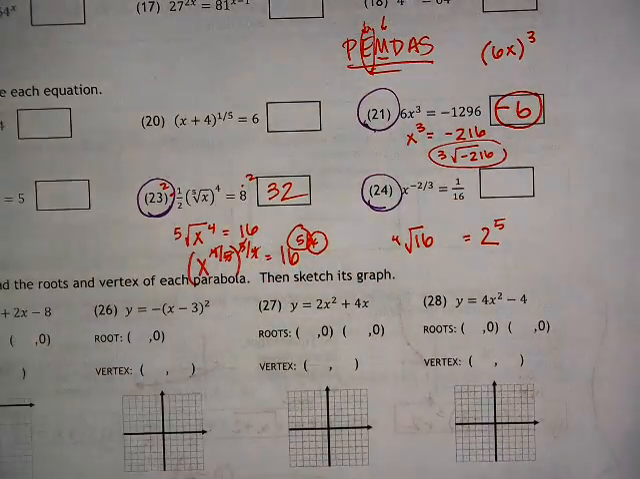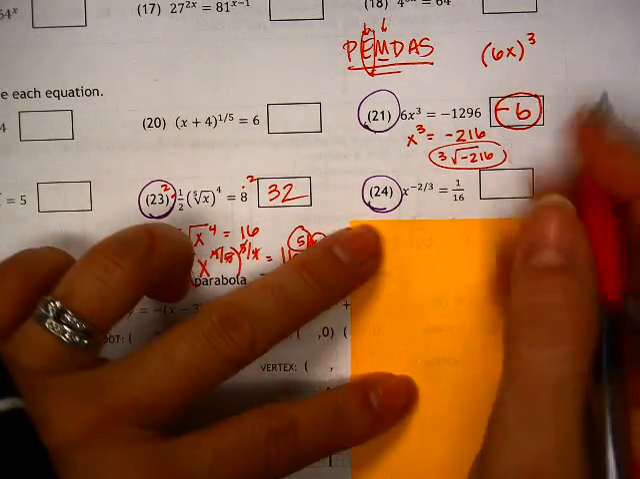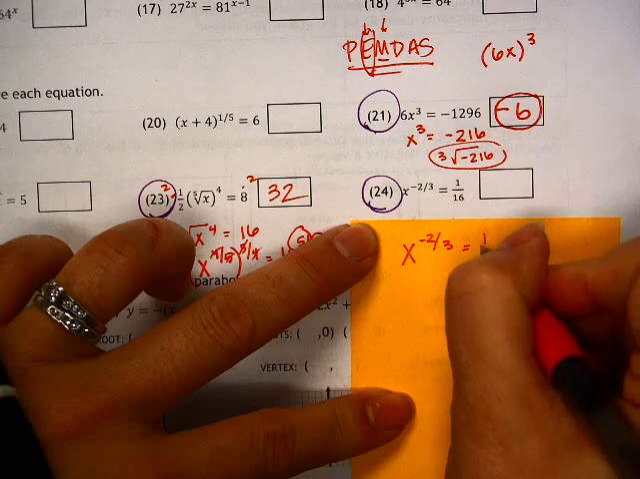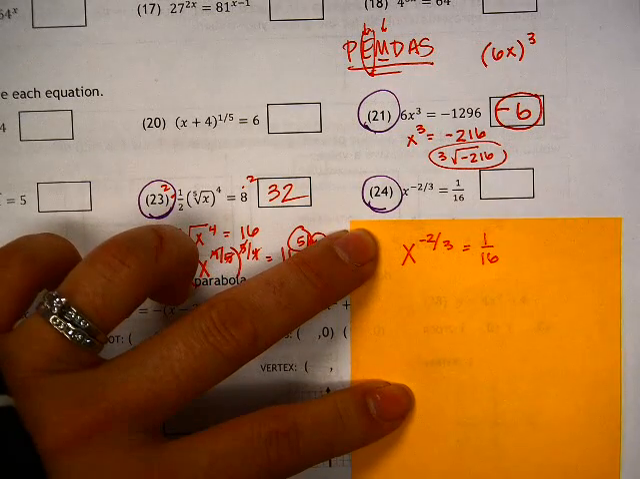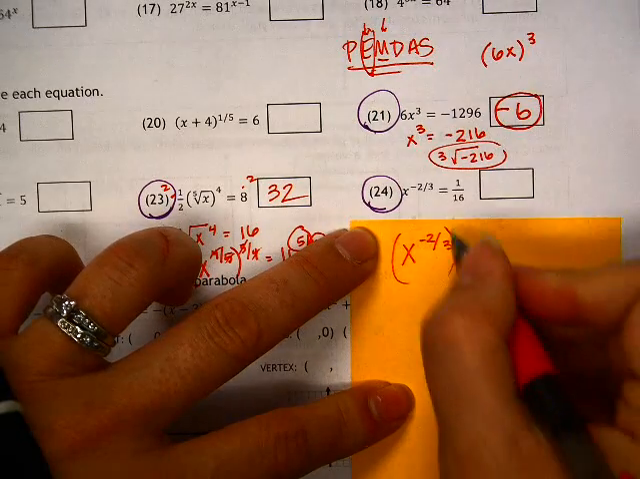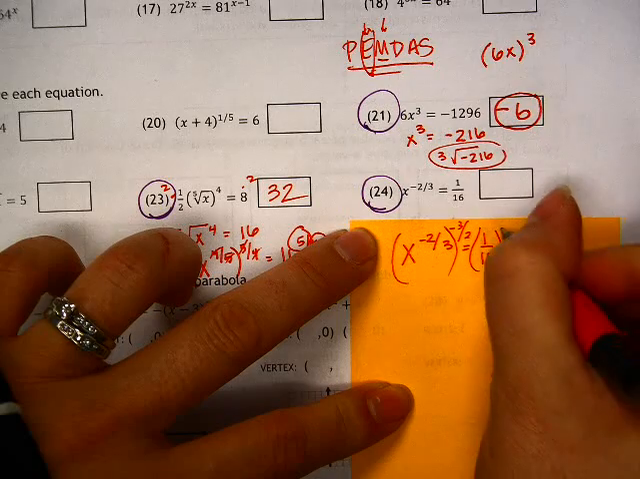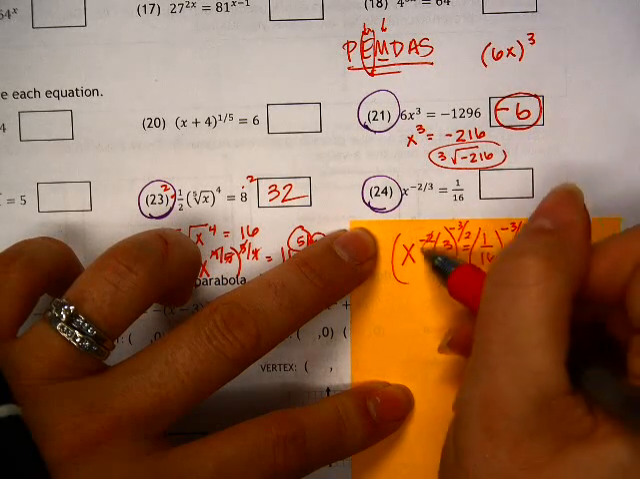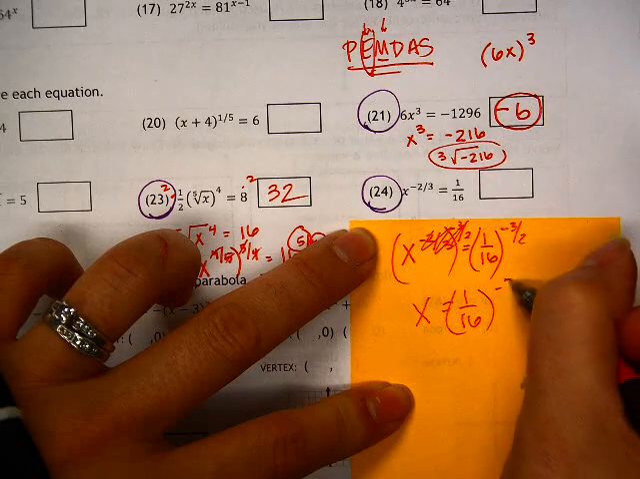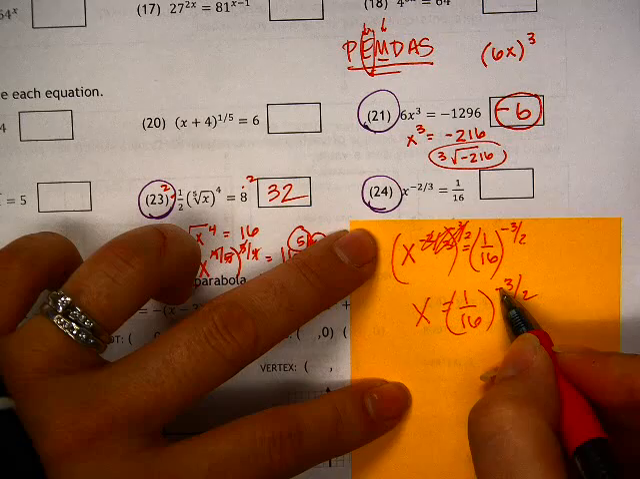Alright, let's look at our last one here. Let's get a piece of paper to do this. So I have x to the negative 2/3 is equal to 1 over 16. There's a few different ways that you can go about doing this. If I multiply by a negative and a flip, I take care of everything all at once. But I still have to figure out what the negative does. So the negative, remember, flips this.